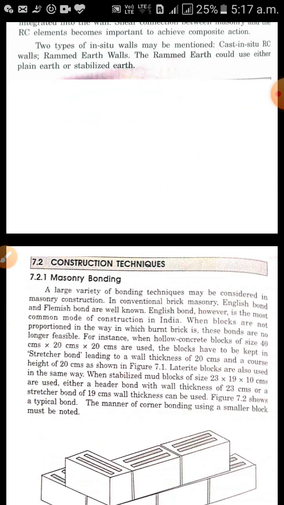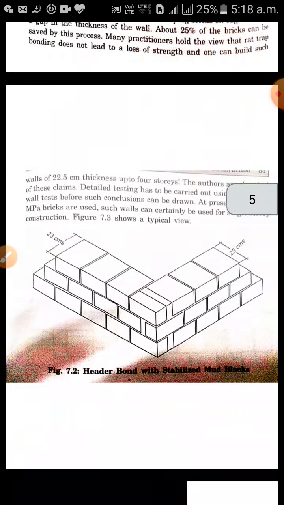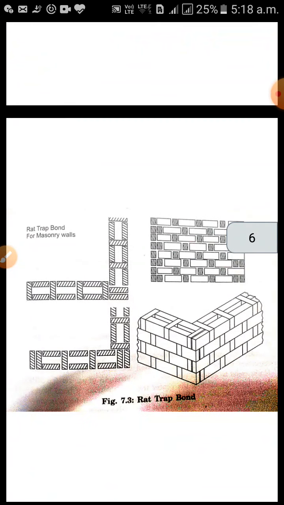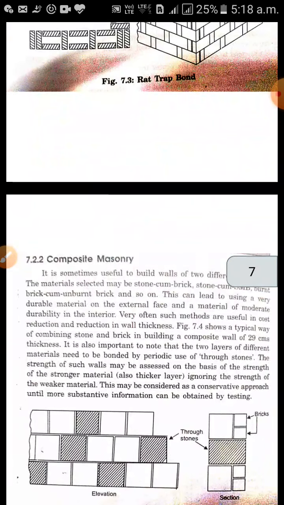For example, in masonry construction, we generally use English bond and Flemish bond. Now there's a concept of rat trap bond. So the diagram is given. This is a rat trap bond. So if we use this type of bond, 20% of bricks can be saved. Okay. And you can also use a header bond with stabilized mud blocks. So have the diagram. So go to the diagram and go to the theory. It will be easy.